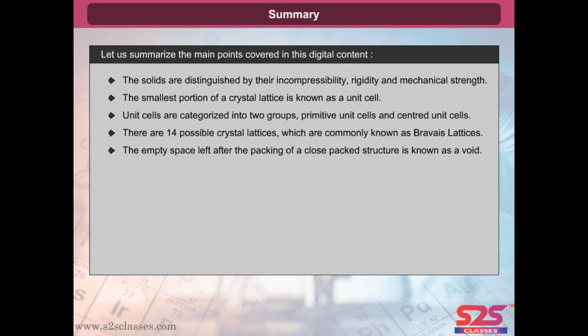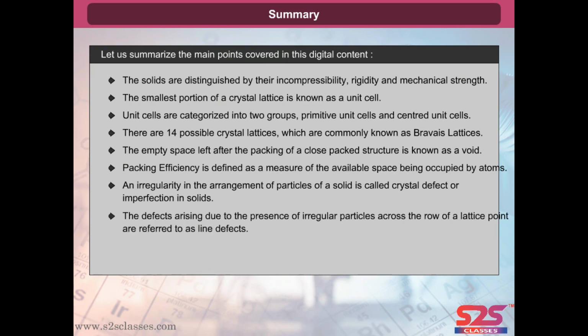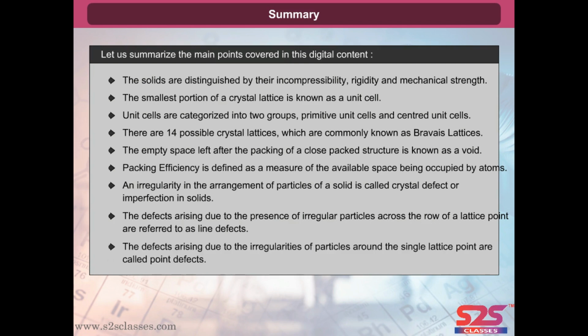The empty space left after the packing of a close-packed structure is known as a void. Packing efficiency is defined as a measure of the available space being occupied by atoms. An irregularity in the arrangement of particles of a solid is called a crystal defect or imperfection in solids. The defects arising due to the presence of irregular particles across the row of a lattice point are referred to as line defects. The defects arising due to the irregularities of particles around a single lattice point are called point defects.